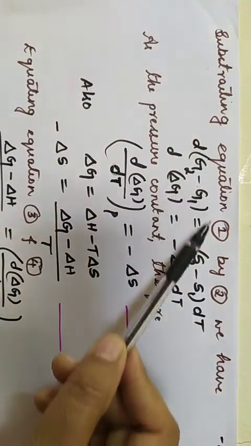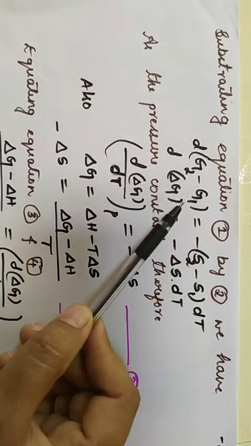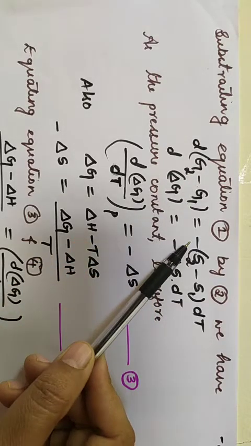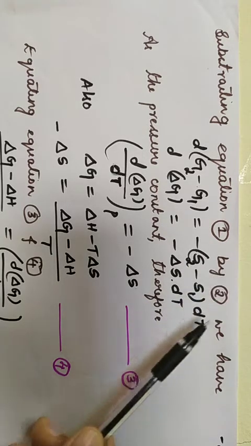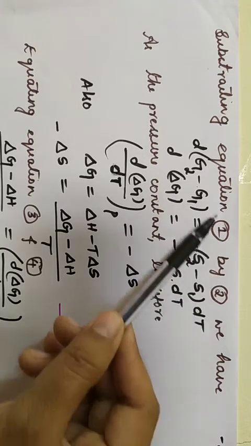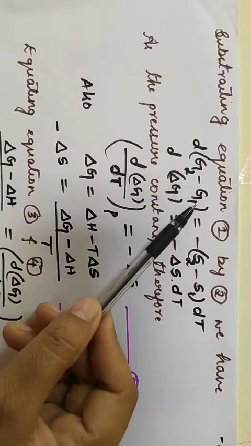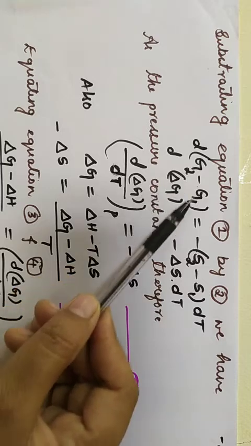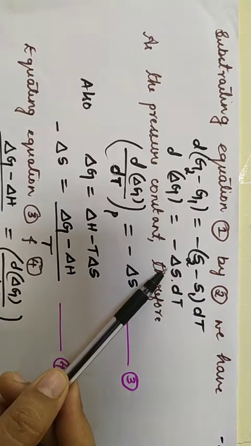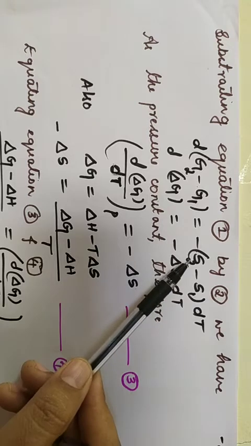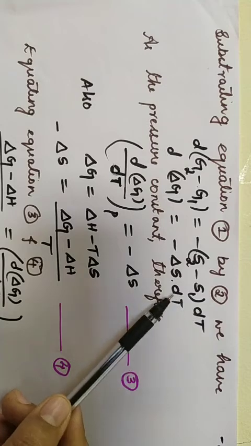Now subtracting equation 1 from 2, then we have d into G2 minus G1 is equal to minus of S2 minus S1 into dT. So you have to subtract equation 1 from 2. Then we have this expression. Since the change in free energy, that is G2 minus G1, is taken as delta G, so delta G is the change in free energy, which is equal to minus delta S, and delta S is nothing but S2 minus S1, the change in entropy, into dT.